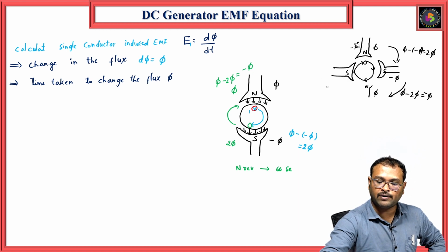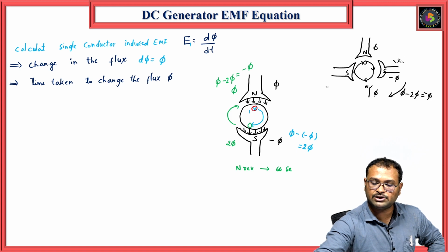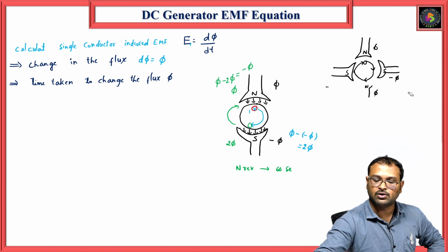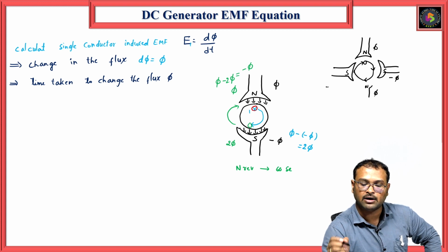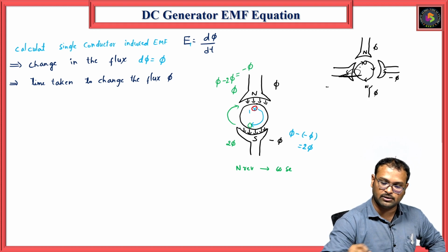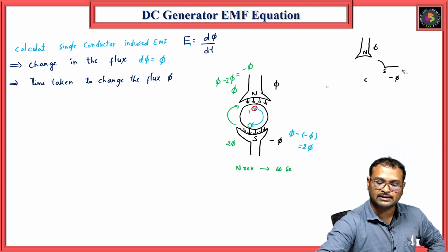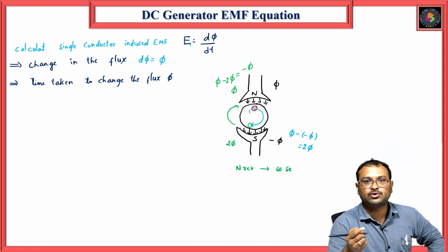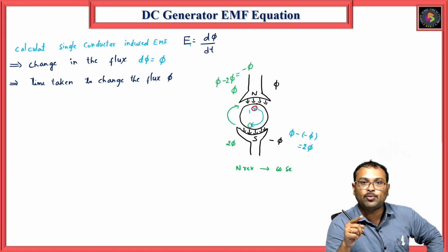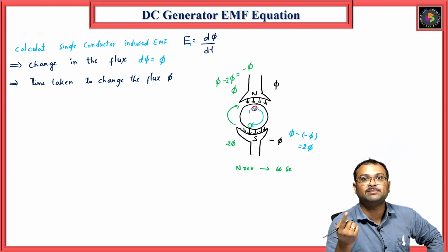Okay. So each time, how much is it changing? Phi flux is changing. So here also plus phi, it is coming towards the conductor, then going outside the conductor, towards the conductor, outside the conductor. So what we understand from this one is that the change in the flux will be poles times. So P number of times it is changing the flux for 1 revolution. That means P times it is changing.